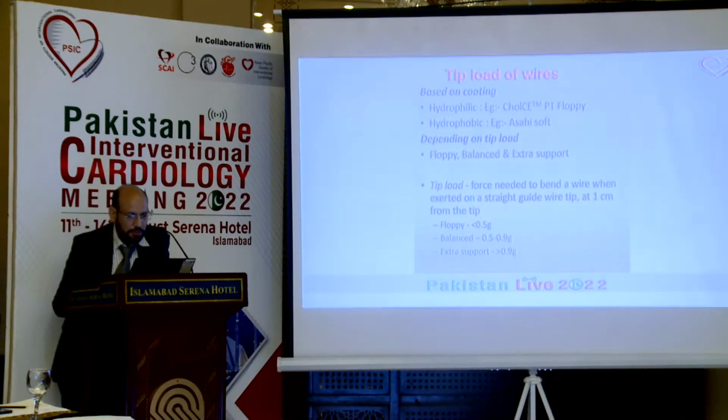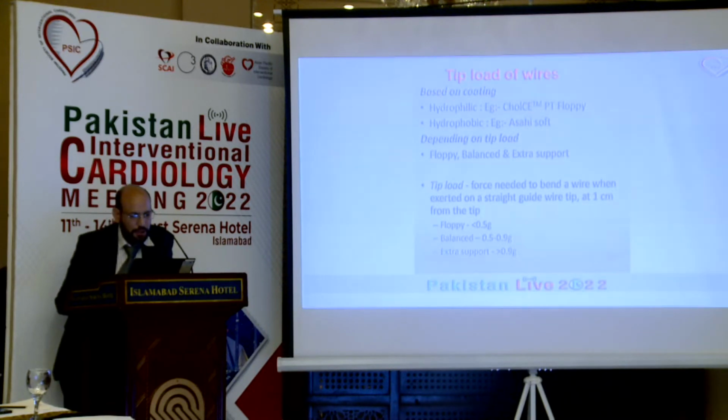So, the tip load of wires. It depends on two bases: number 1 is based on coating, and number 2 depends on tip load. There are two types of angioplasty guide wires, hydrophilic and hydrophobic. Choice PT Floppy is a hydrophilic guide wire, and hydrophobic is like Sion. Hydrophilic guide wires feel like gel, and hydrophobic feel like wax. By tip load, they are floppy, balanced, and extra support.